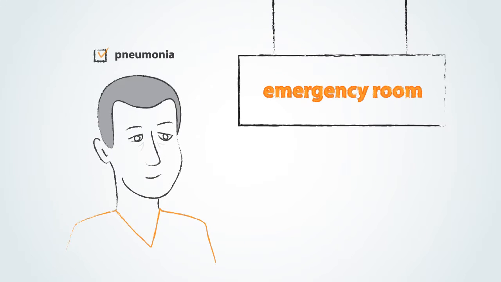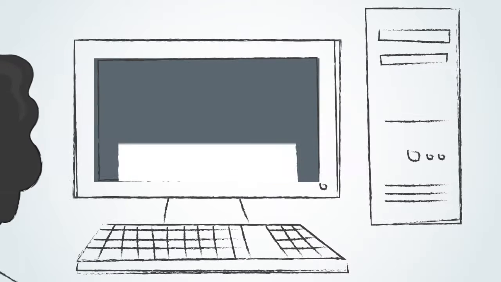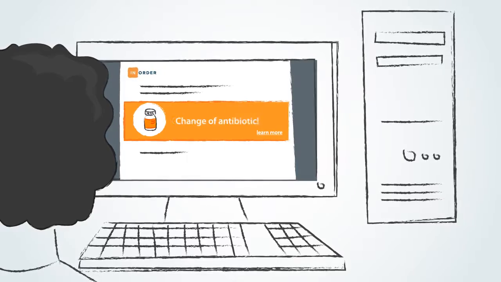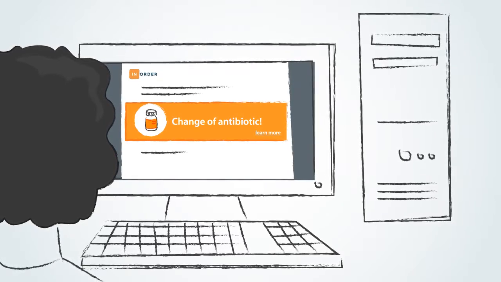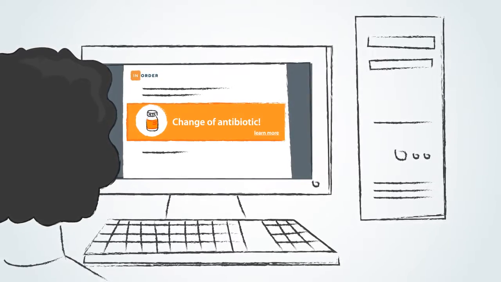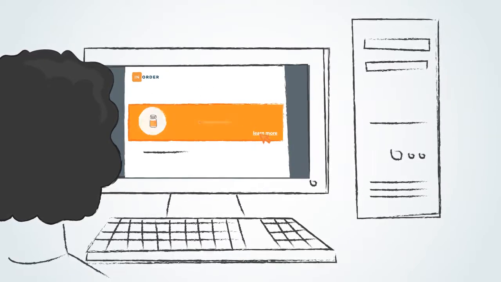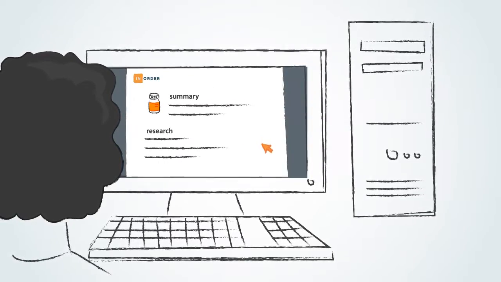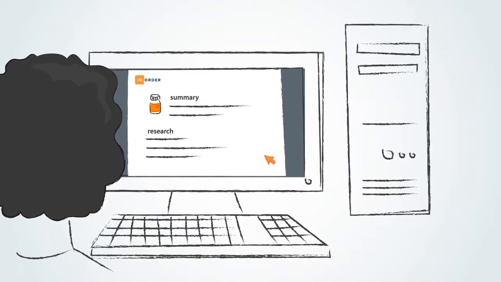When Robert is admitted and diagnosed with pneumonia, InOrder's impact at the point of care becomes clear. InOrder keeps clinicians informed. When Robert's physician uses the revised pneumonia order set, she learns that the preferred antibiotic is changed. InOrder directs her to a summary of the reasons behind the change, as well as primary research.